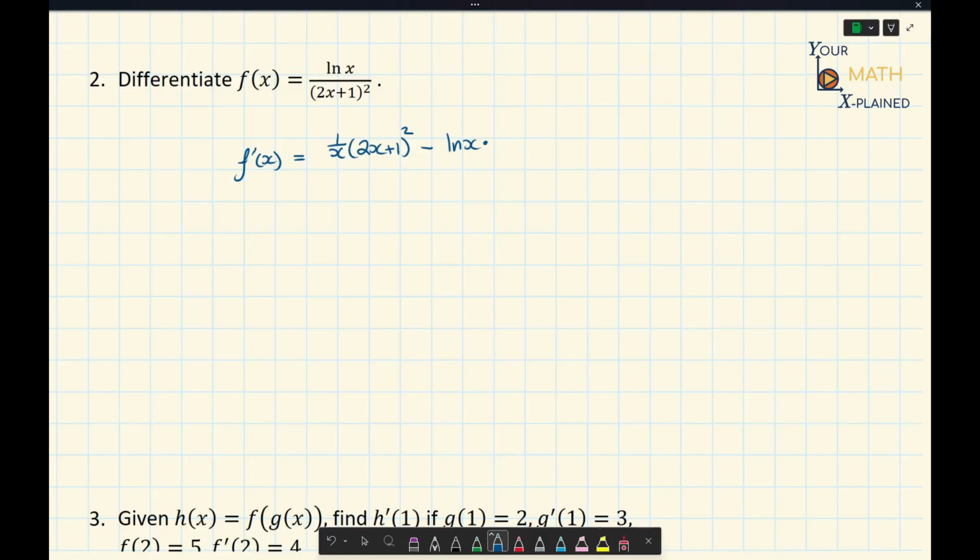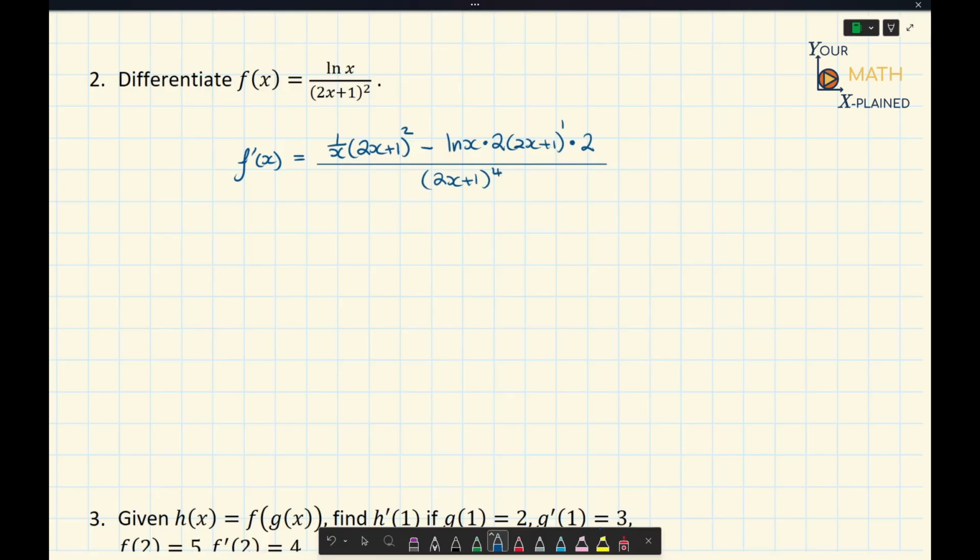Now, the outside function of the denominator is something squared, which means it's going to be 2 times that something, which is 2x plus 1 to the power of 1. And then we need to multiply this by the derivative of the inside function, so the derivative of 2x plus 1. And the derivative of that is just 2. And now, to finish off the quotient rule, we need to divide this by our denominator squared, which means we get 2x plus 1 to the power of 4.